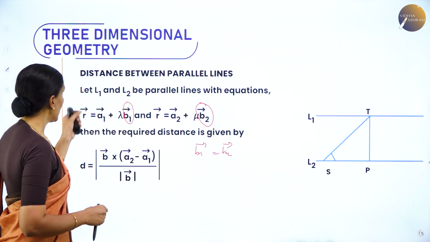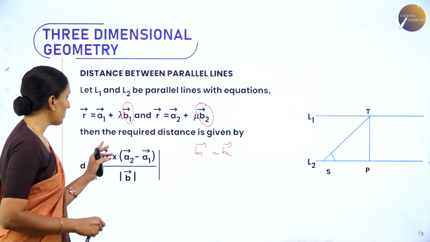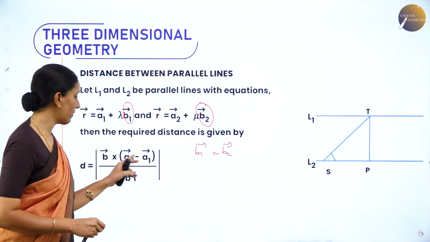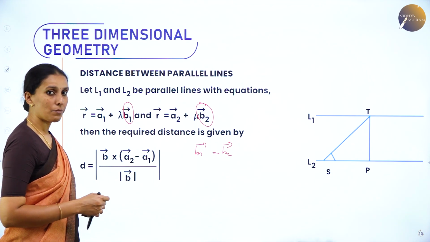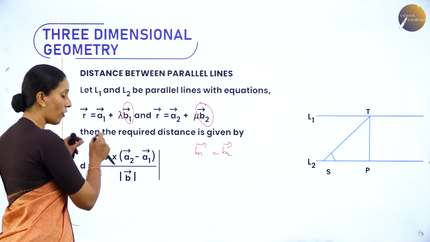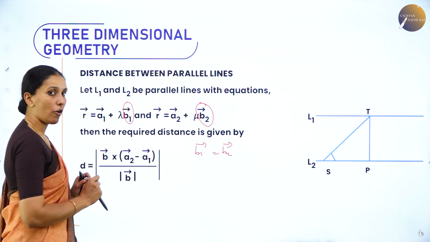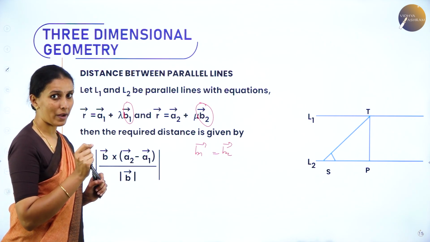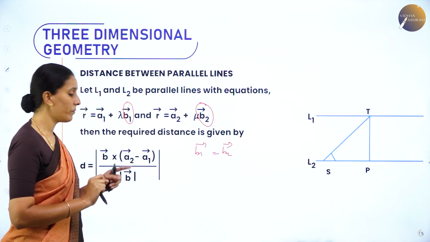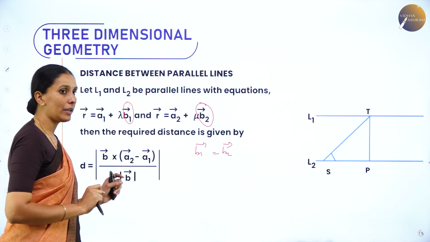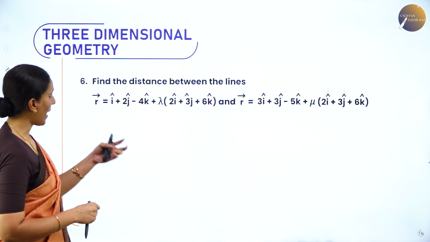Hence, here the distance formula for parallel lines is reduced to vector B cross A2 minus A1 divided by magnitude of vector B. So in the previous formula, we take the dot product of B1 cross B2 with A2 minus A1. But here we are going to take the cross product of vector B with A2 minus A1 divided by the magnitude of vector B. So let's take an example of a parallel line here.